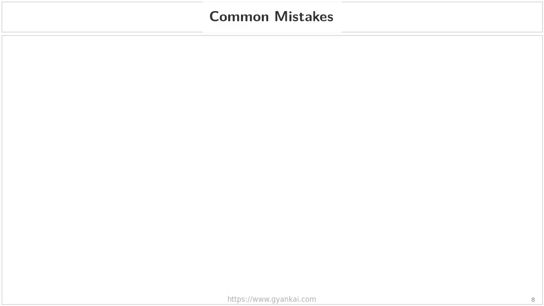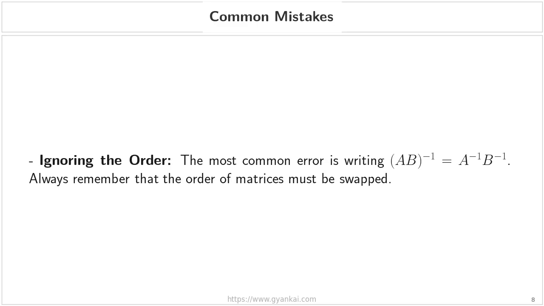Common mistakes. First, the most frequent error I see is ignoring the order. Many students instinctively write that the inverse of A times B is equal to the inverse of A times the inverse of B. Please, do not do this. As we saw in our proof and our numerical example, you must always remember that the order of the matrices must be swapped. You are reversing the sequence.